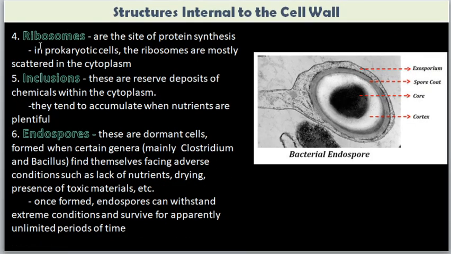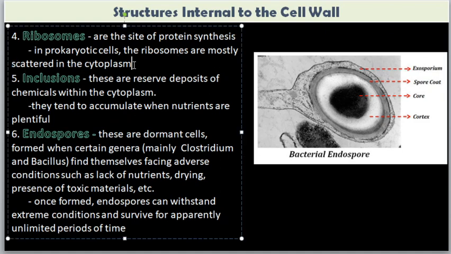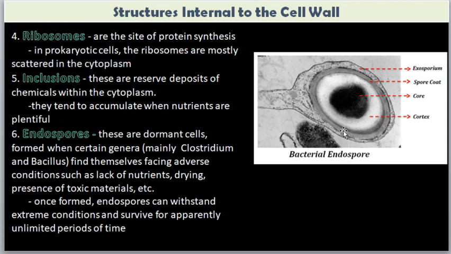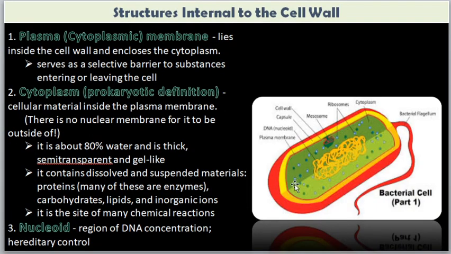Okay, so, yan. Next, let's go to, we have the ribosomes. So, ribosomes, this is a site of protein synthesis. I think alam nyo na rin naman ito. The same with your eukaryotic cells. Synthesis of proteins pa rin yung main function niya in prokaryotic cells. And the ribosomes are mostly scattered all over the cytoplasm. Okay? So, ayan o. Ribosomes, nakakalat lang siya sa cytoplasm.